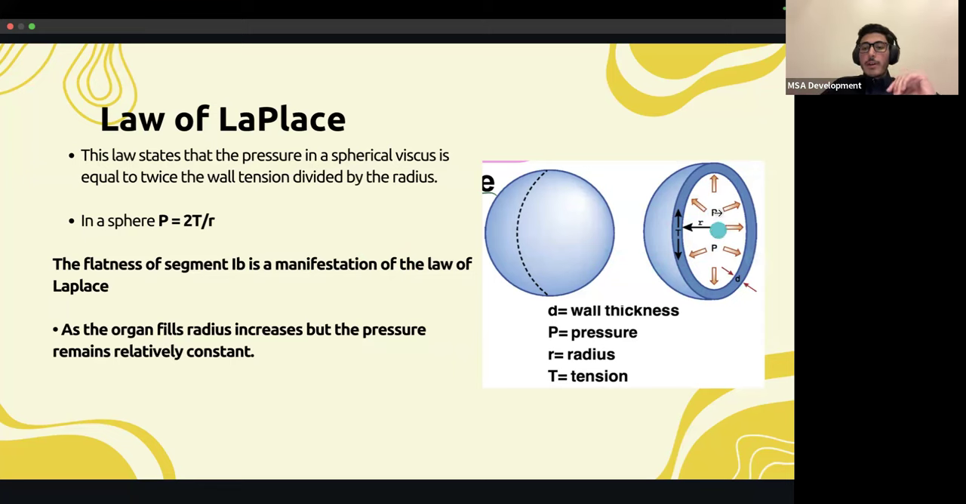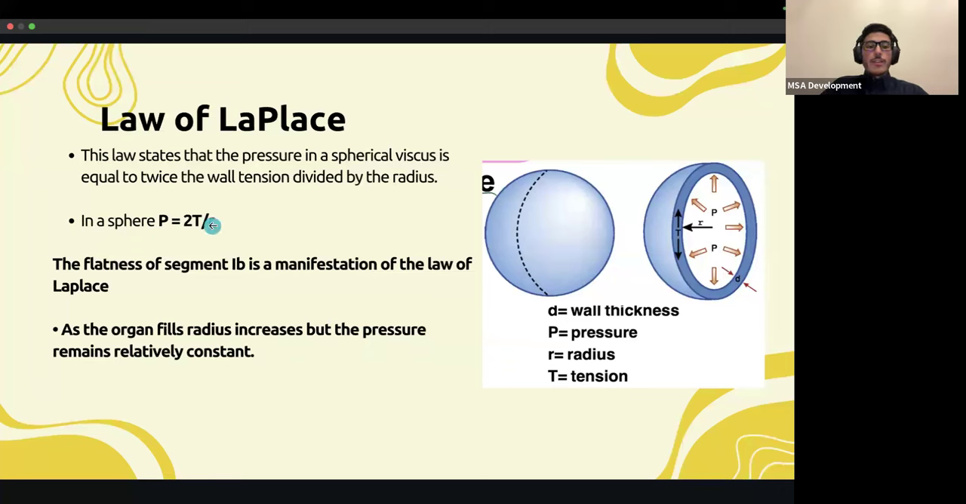But in Laplace's law, because the bladder is a rubbery structure with transitional epithelium that allows it to expand, as we increase the fluid, which is the urine, it pushes the walls. Those lines show us that there's a pushing toward the wall. So as we push the walls, we expand and increase the size of the area inside. The pressure isn't increasing, it's just kept stable as we increase the volume and the radius. So as the organ fills, the radius increases, but the pressure remains relatively constant.